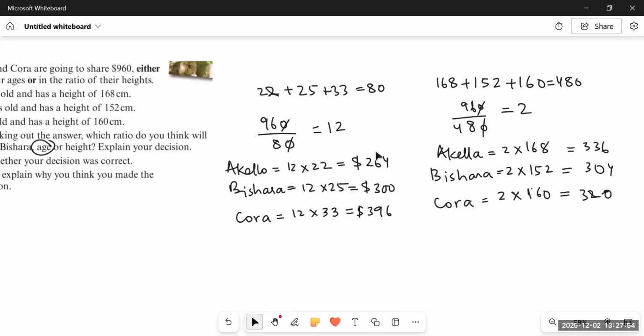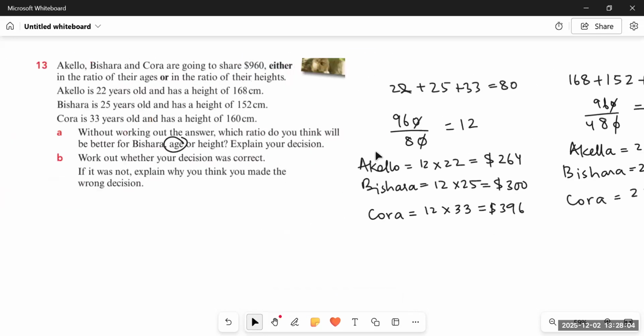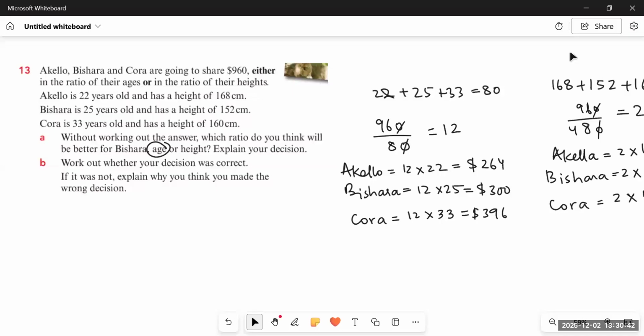Okay, so Bishara is getting more when we are dividing it according to their heights, not when we were dividing it according to their ages. So the correct answer was that the ratio which is better for Bishara would be according to his height, not according to his age. And we have completed till question number 13.